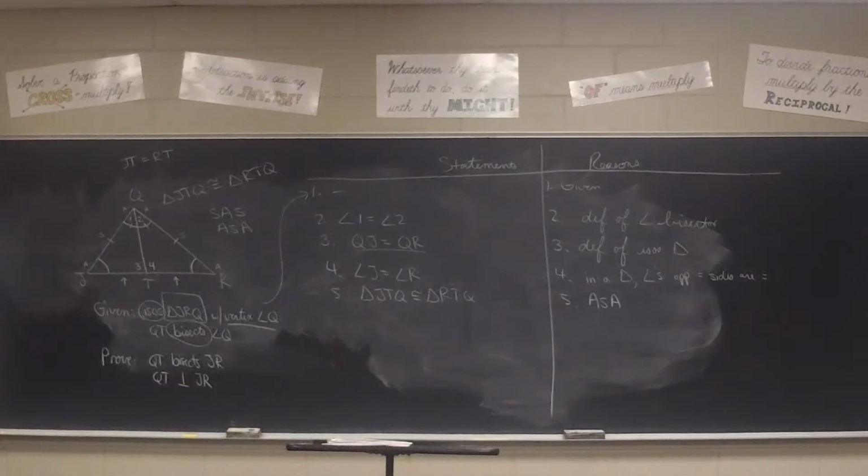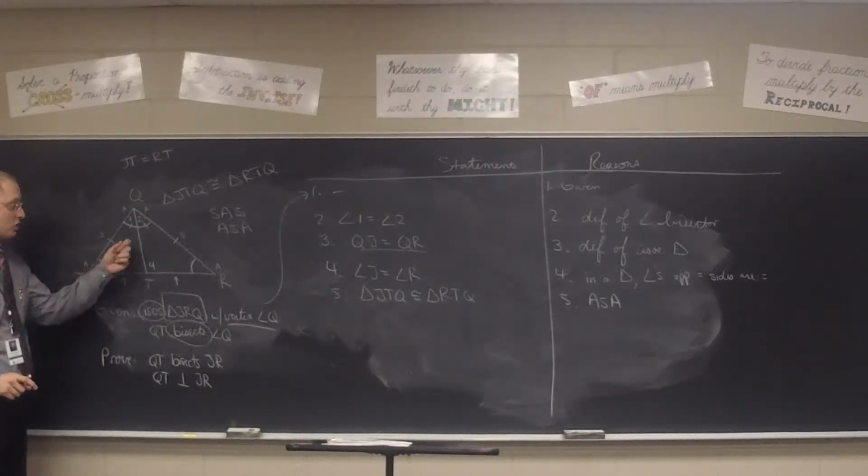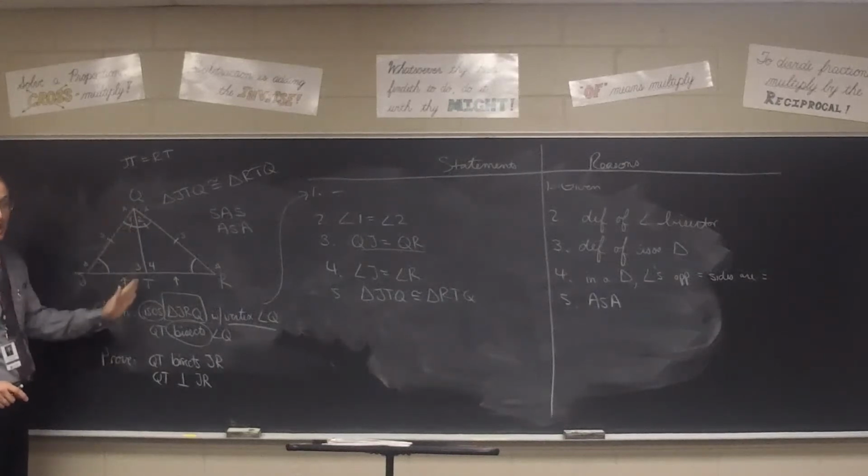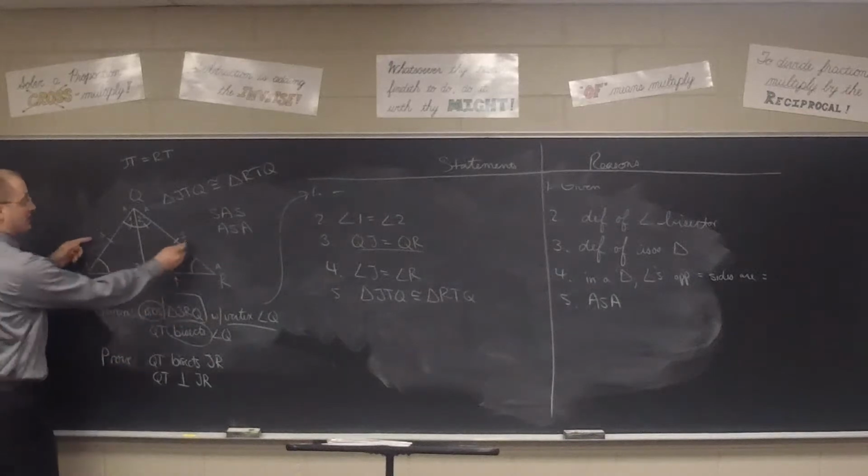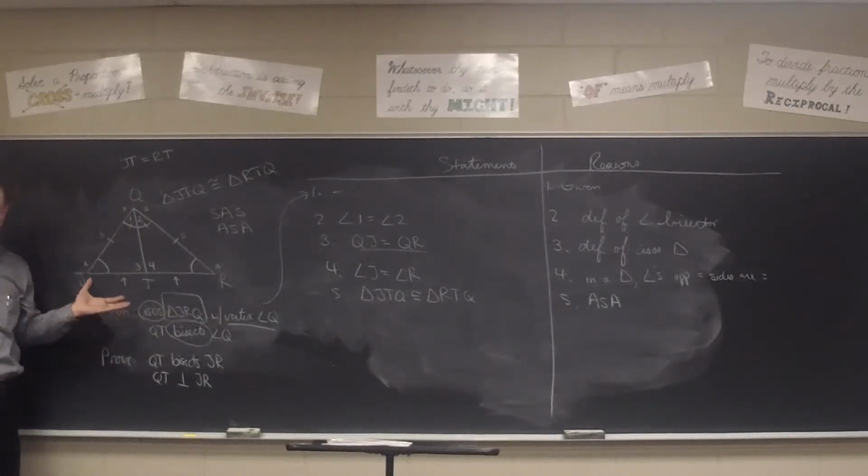By the way, it's not in the given, but there is another clang statement. I've got 2 triangles that share a side. I could have said QT equals QT by identity. And then I could have had side angle, side if I wanted it, right? I didn't go that route, but I could have, okay?